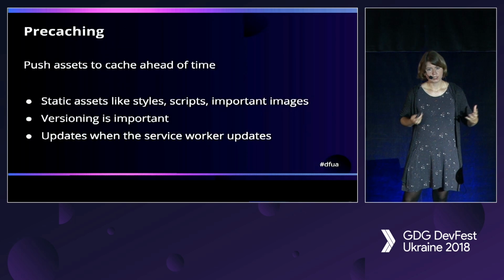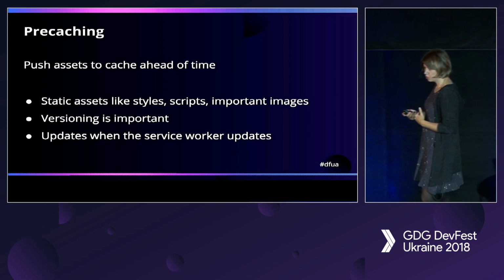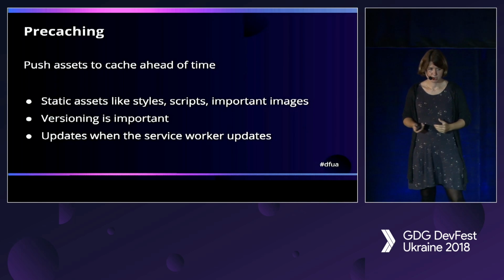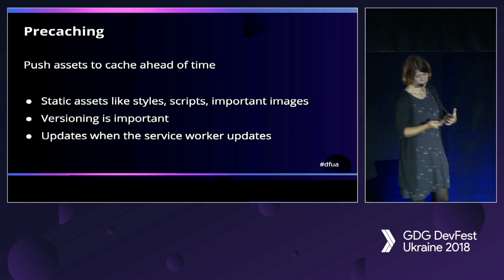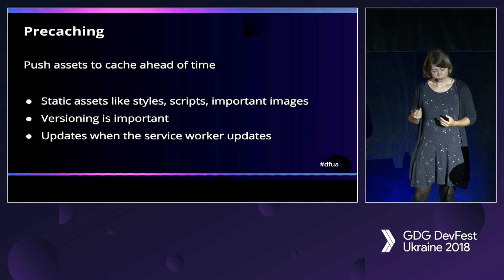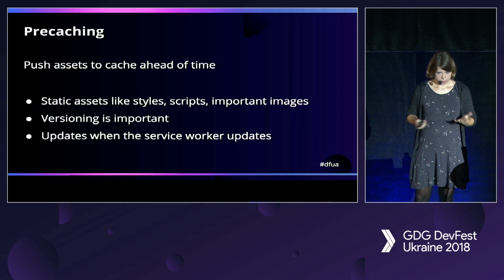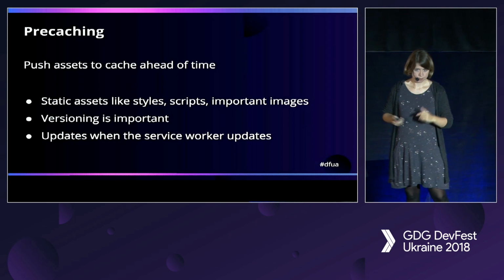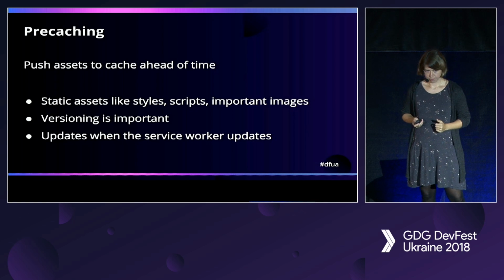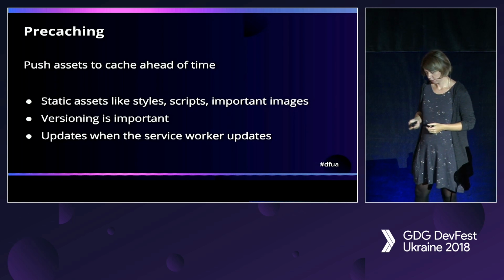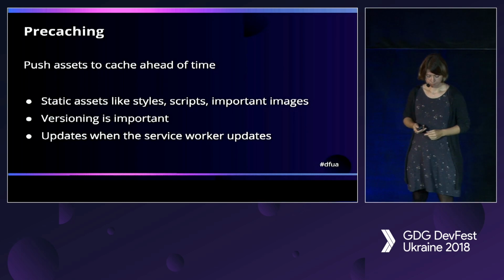So what are the differences between these options? Well, pre-caching pushes assets to cache ahead of time, which means you arbitrarily decide what goes into cache and what does not, right? So for example, my priority images were pre-cached because I know they're going to be important and they're on almost every page and so on. So yeah, I arbitrarily decide as a developer, they're important, I want to pre-cache them. Pre-caching is very good for static assets, like for example, styles or scripts, or as I said, important messages.